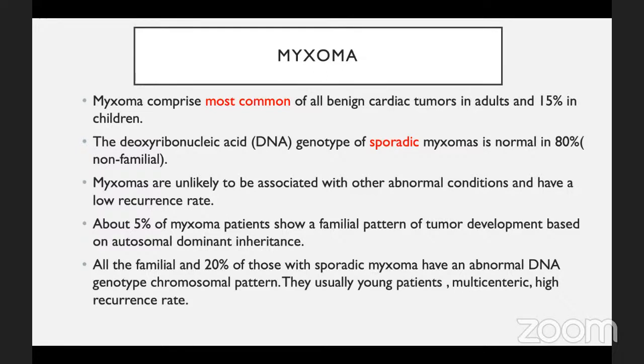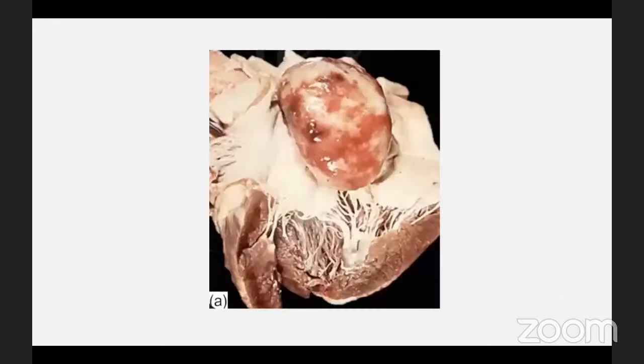5% of myxoma patients show a familial pattern of tumor development based on autosomal dominant inheritance. All the familial and 20% of those with the sporadic myxoma have the abnormal DNA genotype. They usually present young and are multicentric with an increased recurrence rate. This is the myxoma.